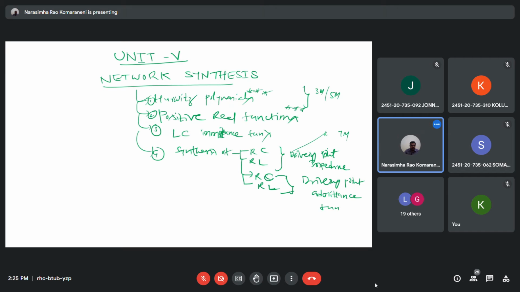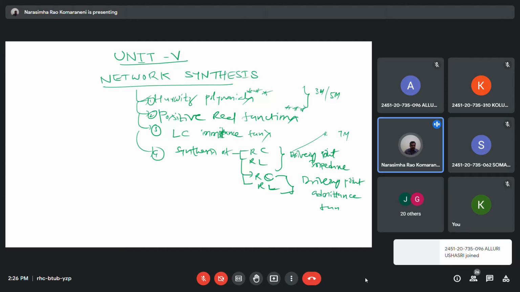First one is synthesis of RC and RL driving point impedance functions, and synthesis of RC and RL driving point admittance functions.